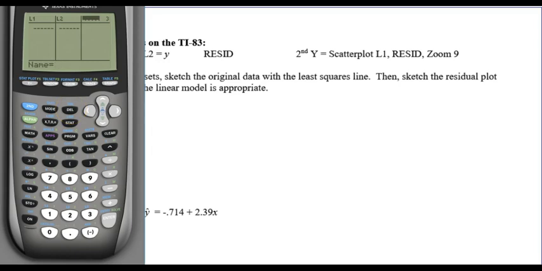Now, notice I have a flashing A. Hopefully you have a flashing A on yours. And we're going to spell out residual. Actually, it's going to be resid. Now, if you notice, there's letters here, A, B, C, D, okay?